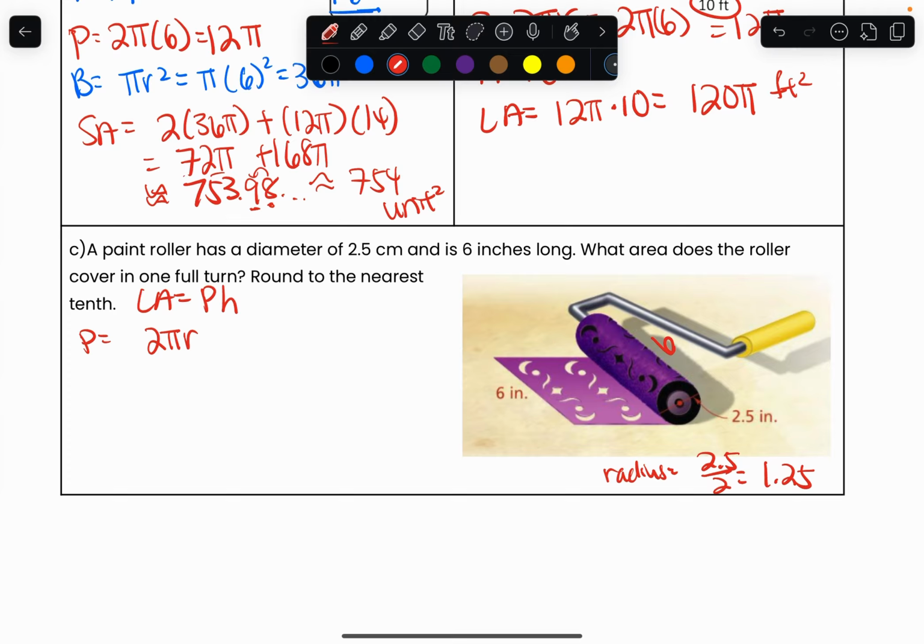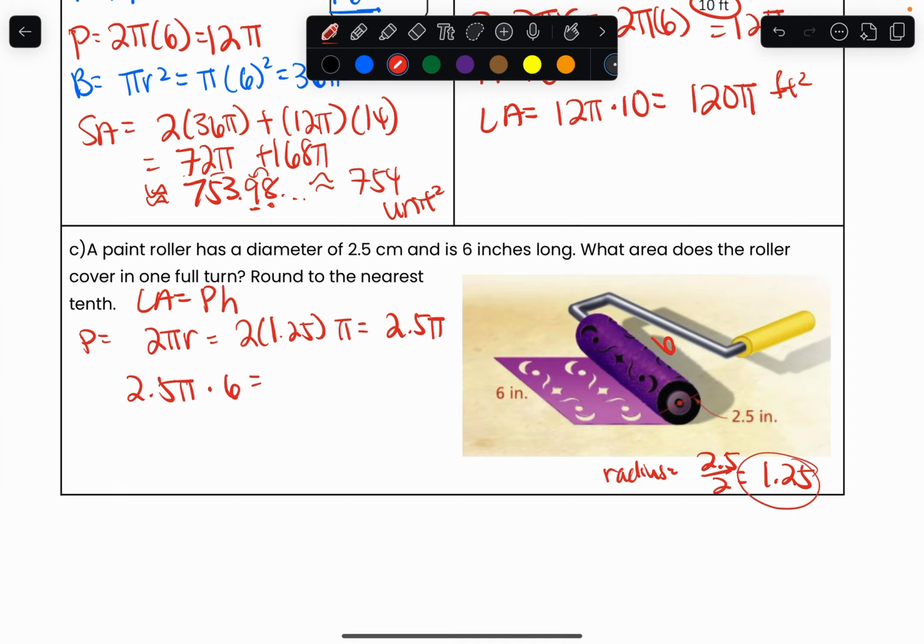This means I need to first find my r, which I already did right here. So I now plug in. I did 2 times 1.25 times pi, and this will give me 2.5 pi. Okay. Then once I have my perimeter, I need to multiply this by my height here, which is going to be 6. So I do 2.5 pi times 6. And I have to put it in the calculator, and then we're going to round it to the nearest 10th place.